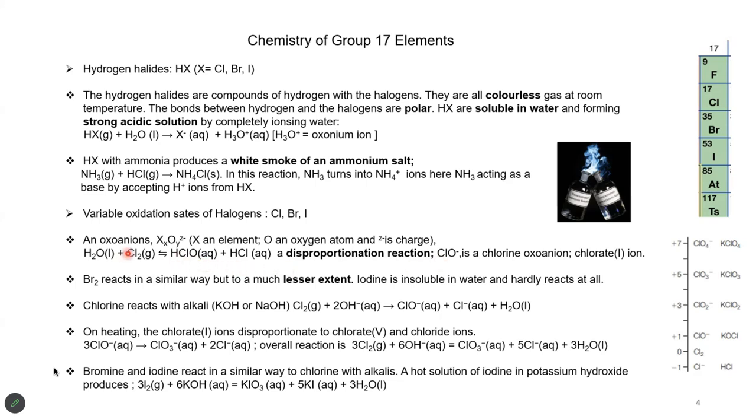We can see here chlorine is 0, and here chlorine is -1, so it is reduced, and here it is +1, so it is oxidized. So this reaction is an example of a disproportionation reaction. The chlorate(I) ion, we can also call it a chlorine oxoanion, but as per IUPAC nomenclature, we call this the chlorate(I) ion.